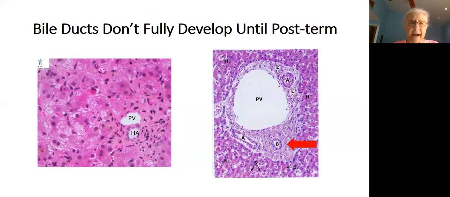You also don't have bile ducts in the premature liver. You don't get the number of bile ducts until about 42 weeks gestation. And so if you don't have any bile ducts, it's really hard to transport bilirubin and bile acids. And on the left, you see a portal vein and hepatic artery, but no bile duct. And then on the right, you can see a normal portal tract, which has veins, arteries, and bile ducts.